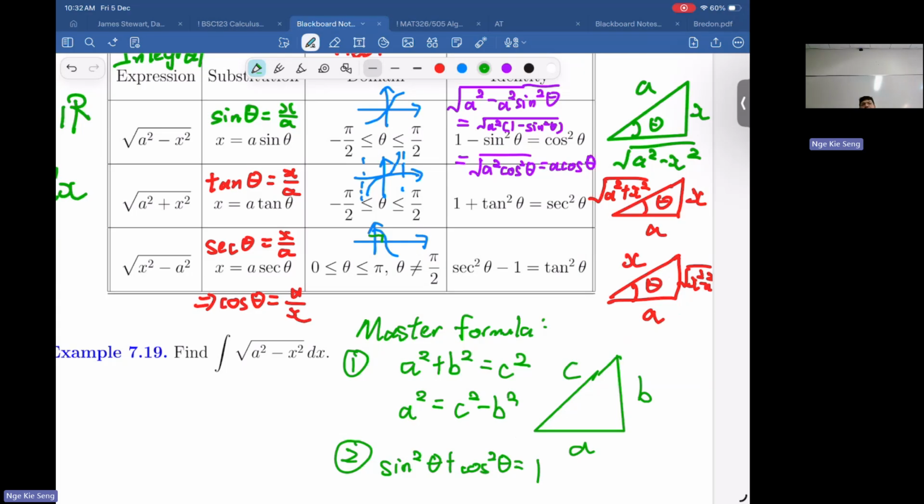Do you know where the Pythagoras theorem comes from? Why do people want to look at the Pythagoras theorem? Do you know why? Or do you know where it's from? Or where did Pythagoras live?